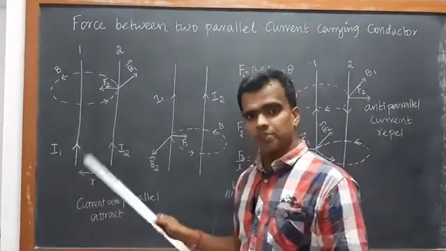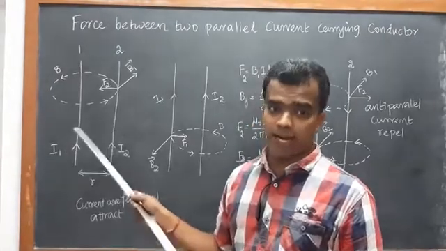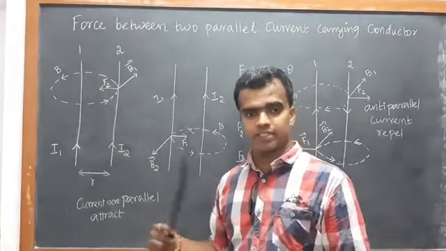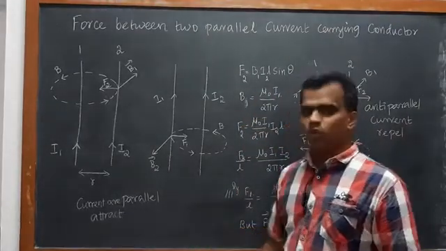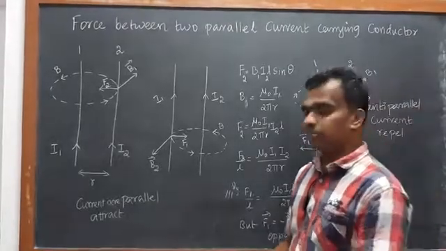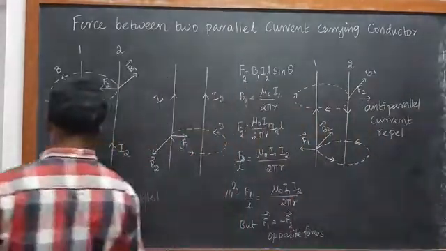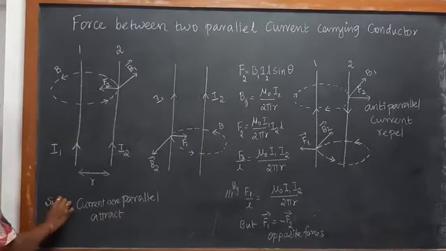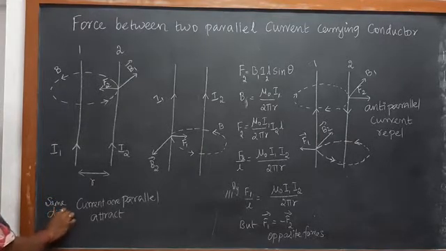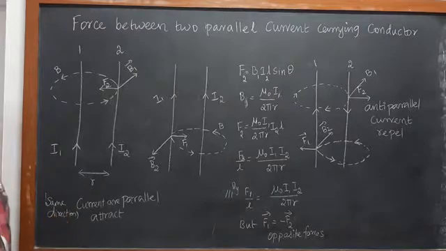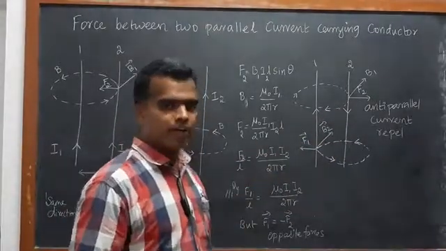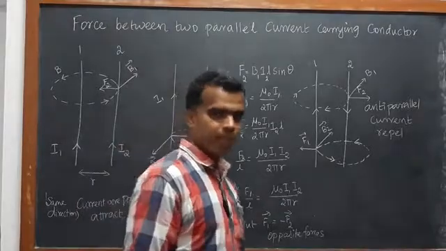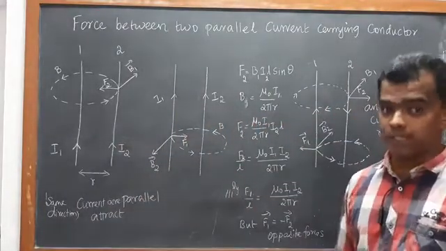Therefore, the concept is: if you pass current in parallel current carrying conductors in the same direction, they attract each other. So parallel currents in the same direction attract each other. Similarly, for anti-parallel currents, they will repel. Here also the force will be the same, but the forces are repulsive to each other.